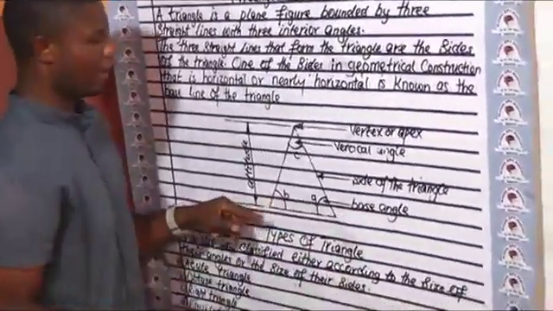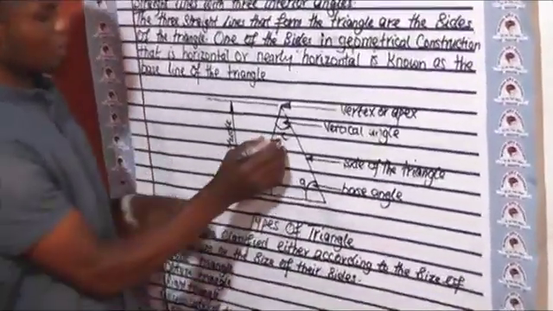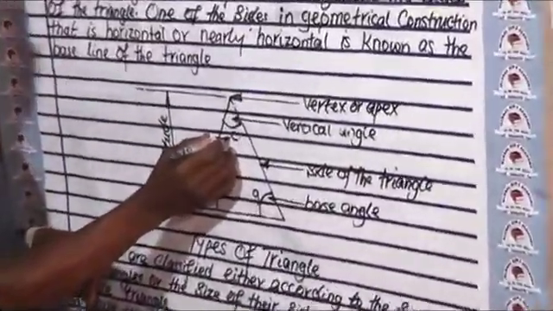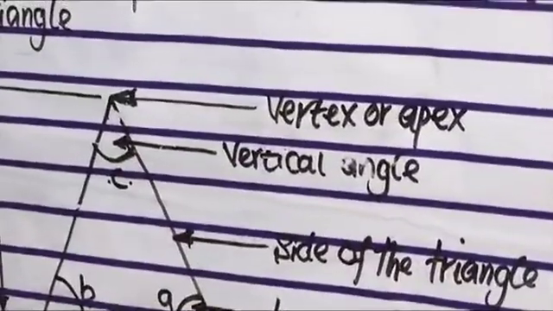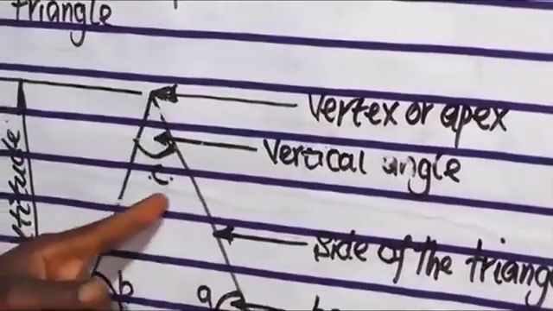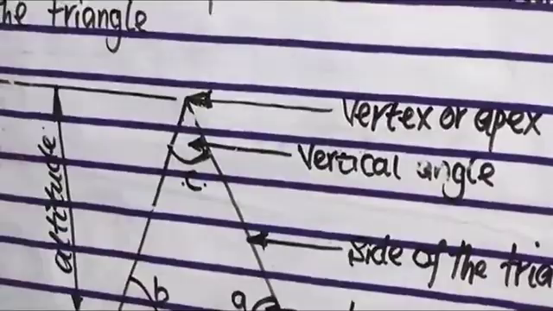Now, you still have another angle at the top here, that is angle C. This angle C is known as the vertical angle. Take note of that. It's known as the vertical angle.